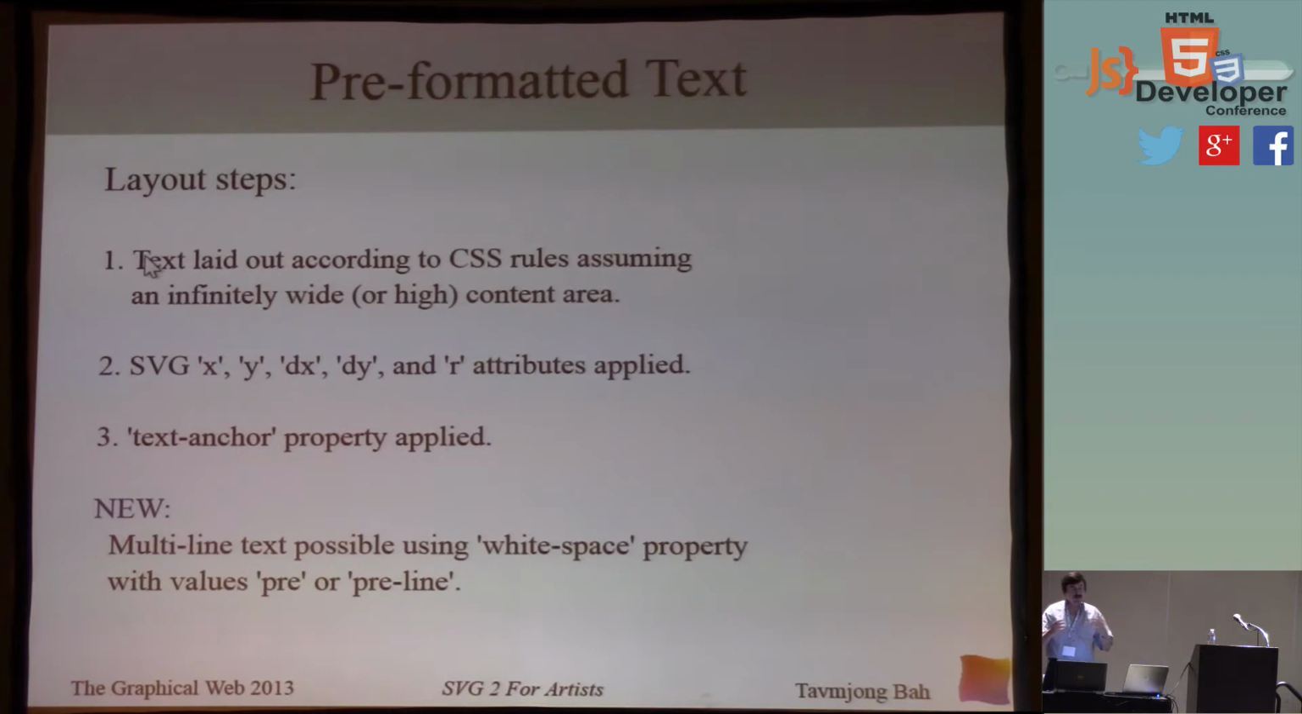The layout steps. First of all, for pre-formatted text, you lay out the text according to CSS rules, assuming an infinitely wide content area. And then you apply the SVG attributes x, y, dx, dy, and r, which can shift things around or rotate the text. And then the text anchor property is applied. SVG has a text anchor, so you can anchor things in the middle of the line, or the end of the line, or the beginning of the line. Now, what's new is multi-line text can be done by using the white-space property with the values of preserve or preserve-line. And I have an example of that for you.